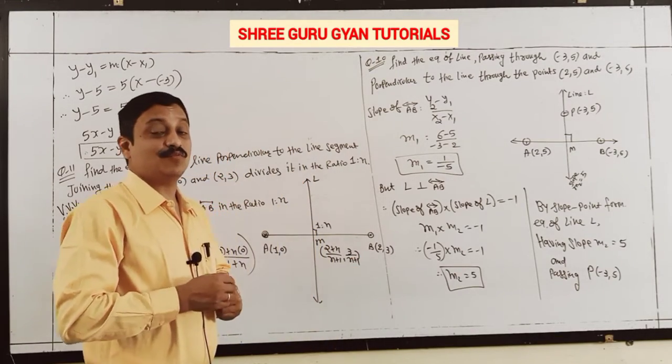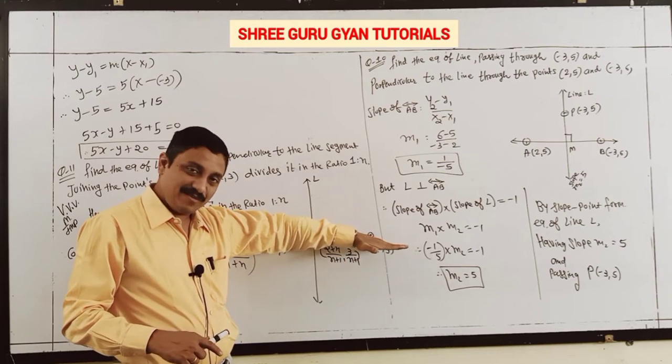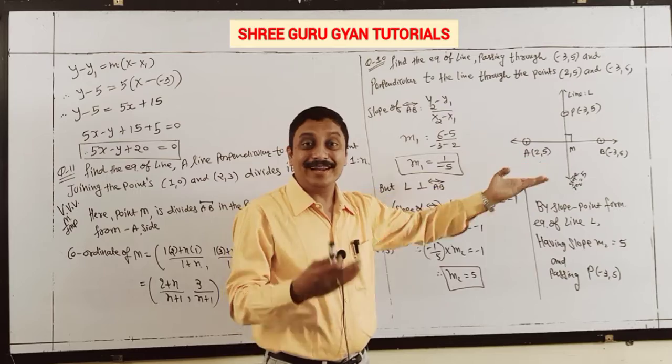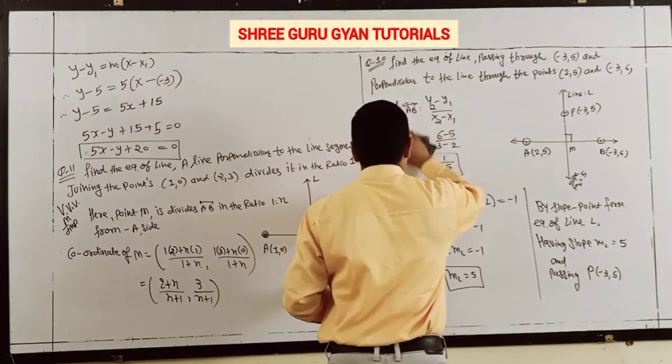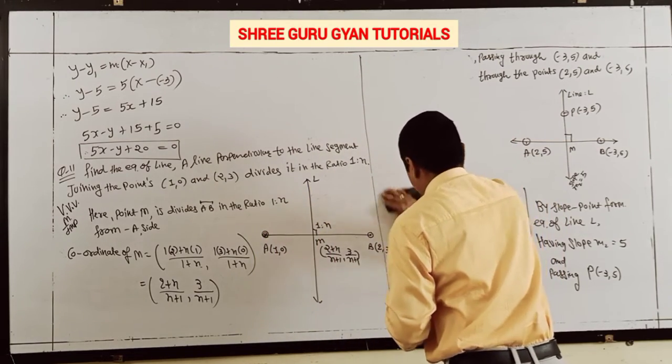Now students, one more part: I want the line L. So derive the slope of AB first, and then the perpendicular slope according to what I already explained. So I am going ahead: now the slope of AB and then after that the slope of line L.